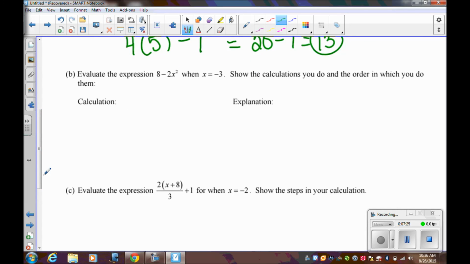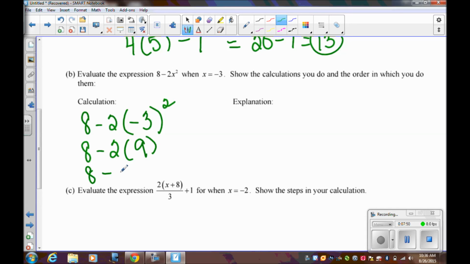Let's look at that next calculation. So we have 8 minus 2 times negative 3 squared. Always put your negative numbers in parentheses when you're doing your substitution. Be real careful of that. So order of operations tells me I'm going to do this exponent, negative 3 squared, which is a positive 9. Then I'm going to do 8 minus 18, okay, which gets a negative 10.